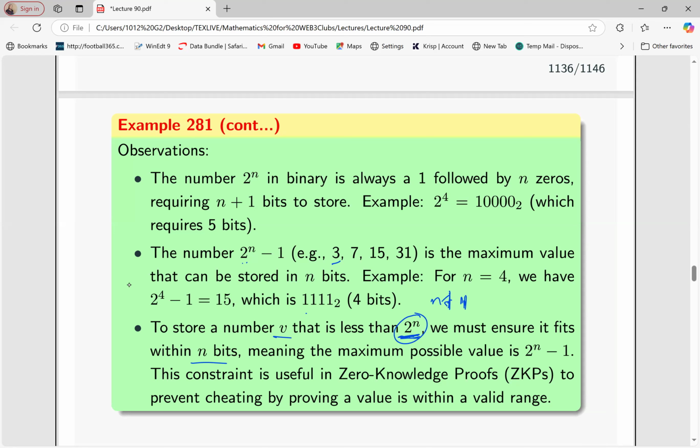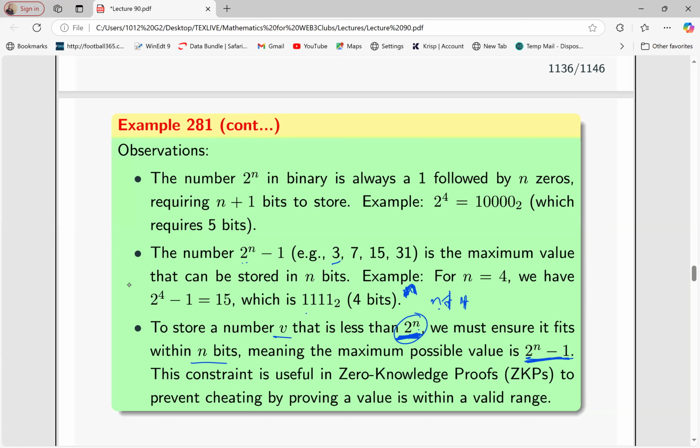To store a number V that is less than this: this is n plus 1 bits, but we want it to be n bits or less, not n plus 1 bits. So we must ensure that it fits in n bits, meaning that the maximum possible value it can be is 2 raised to n minus 1. This understanding is what we'll be using in zero knowledge proof.